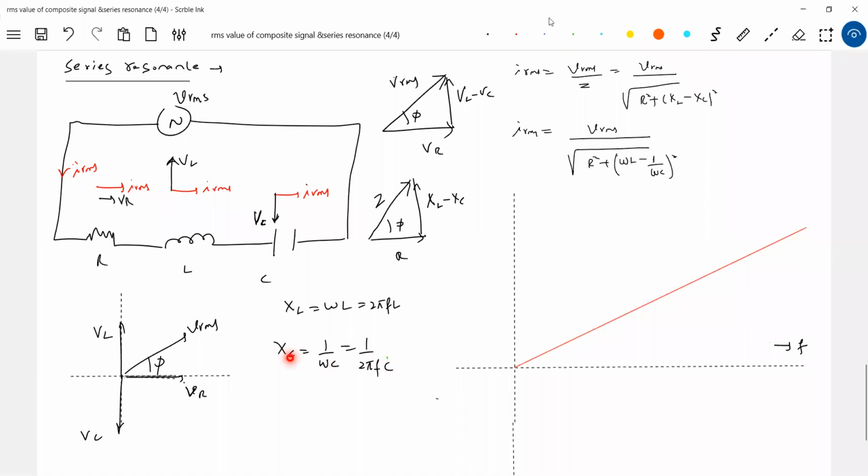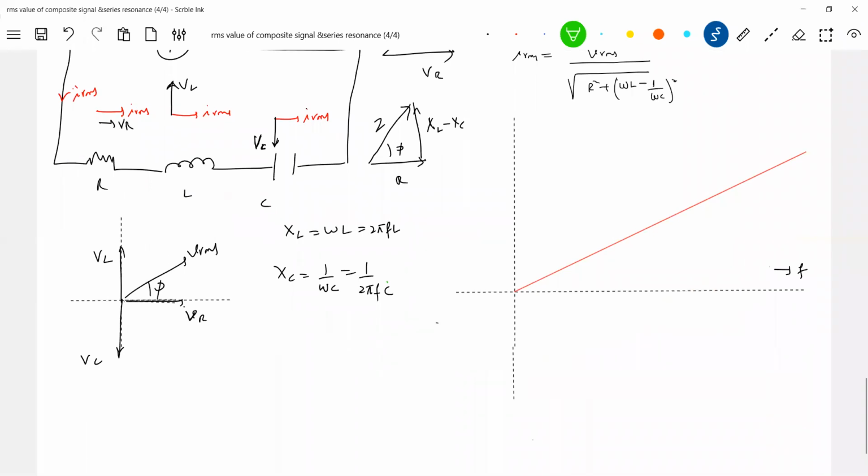What is XC? It will be infinite. And as the frequency increases, the XC value decreases. XL and XC will be 180 degrees out of phase, so some books have shown the curve of XC here, but it has to be shown here. At f equal to infinity, it will become 0. So the curve will start like this. It's a rectangular hyperbola.